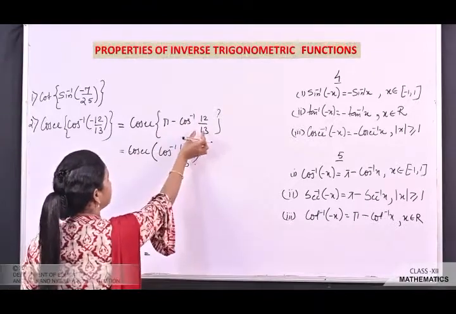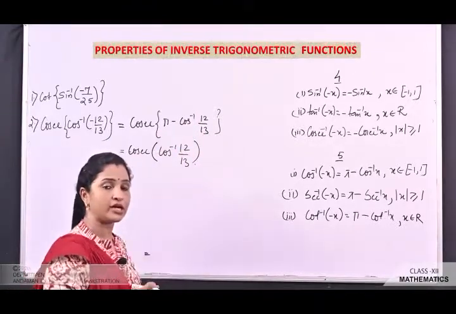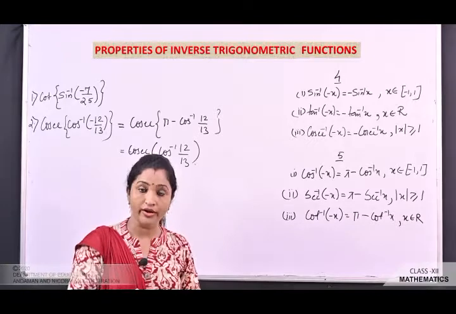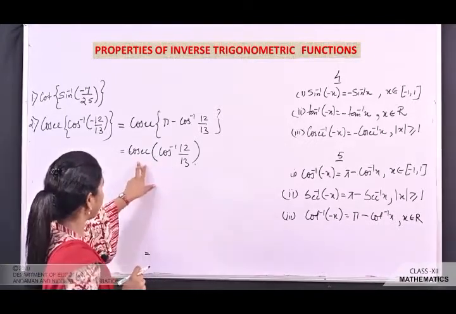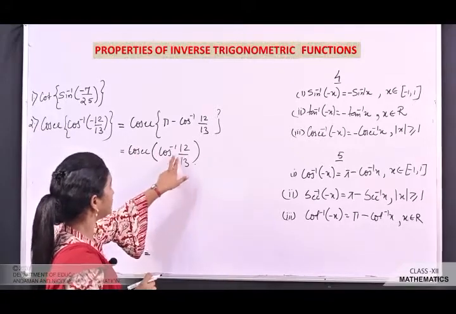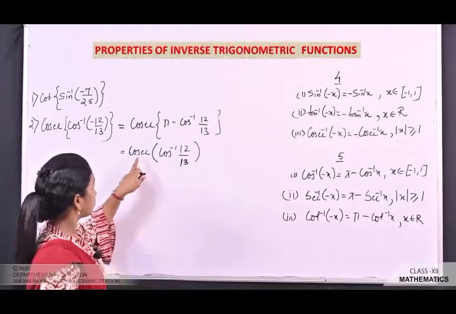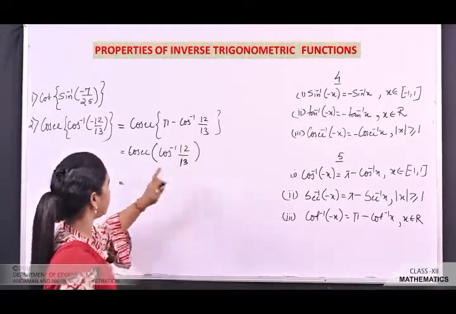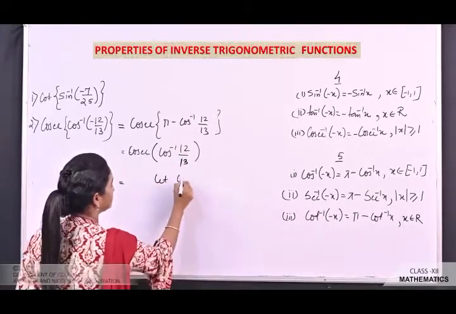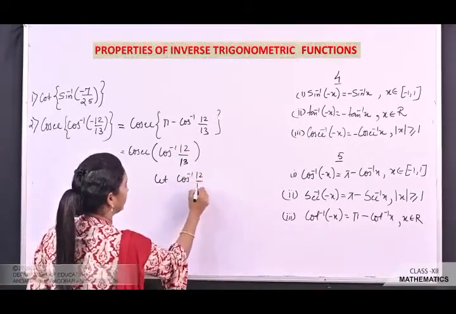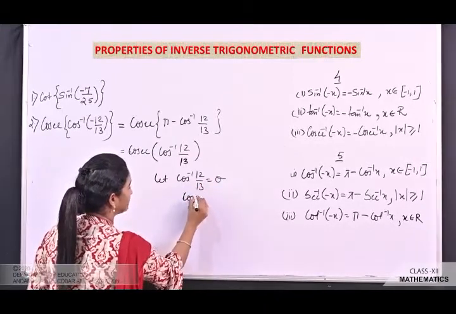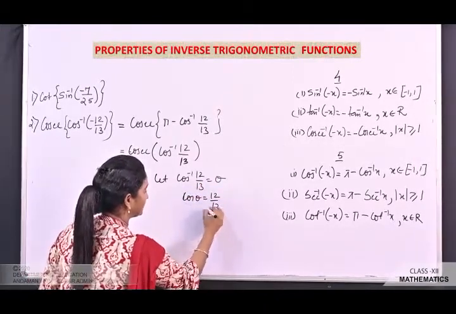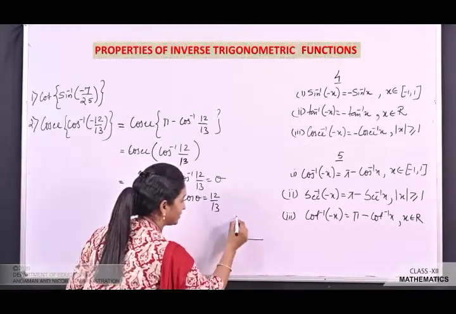Now cosec of pi minus theta comes in which quadrant? Second quadrant, and in the second quadrant cosec is positive. So you can write it as cosec of cos inverse 12 by 13. Again the same procedure. Let cos inverse 12 by 13 be equal to theta. So cos theta is equal to 12 by 13. Again you will see the triangle.